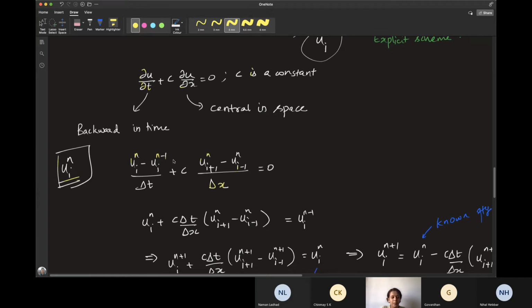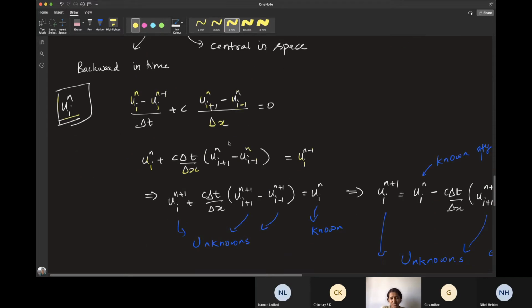Now, if you notice in this equation, there are 3 terms at the nth time step and 1 term at the (n-1)th time step. So I'm just taking the n-1 time step term to one side and all the other terms, which are at the nth time step, to the other side. You're just separating the sides.